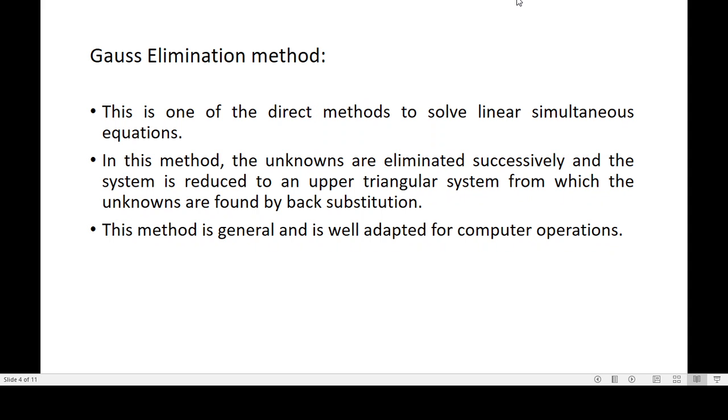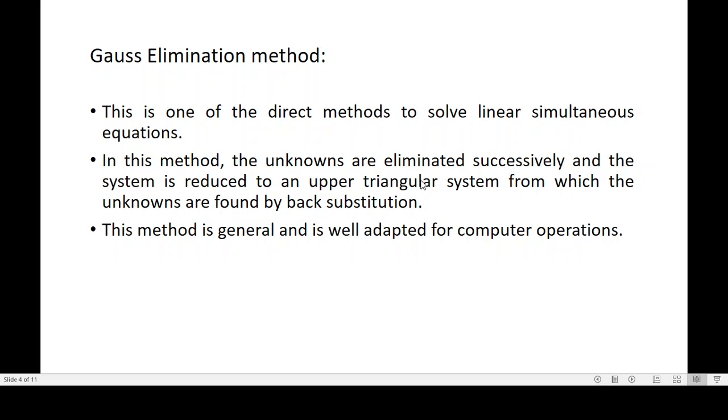In this method, unknowns are eliminated successively and the system is reduced to an upper triangular system from which the unknowns are found by back substitution. This method is general and is well adapted for computer operations. Now, what is an upper triangular matrix or upper triangular system? The elements below the leading diagonal are 0.